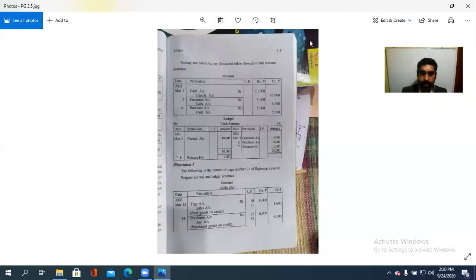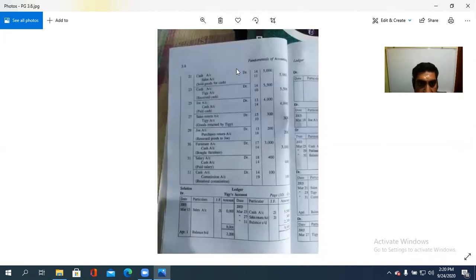In continuation with that, following is the extract of page number 21 of Rajivan's journal, where we prepare journal and ledger accounts. See, this is a normal transaction. TG account debtor to sales account, purchase account debtor to Joy account. Then next, cash account debtor to sales, cash account debtor to TG, Joy account debtor to cash, sales returns account debtor to TG, Joy account debtor to purchase returns, furniture account debtor to cash, salary account debtor to cash, and cash account debtor to commission.